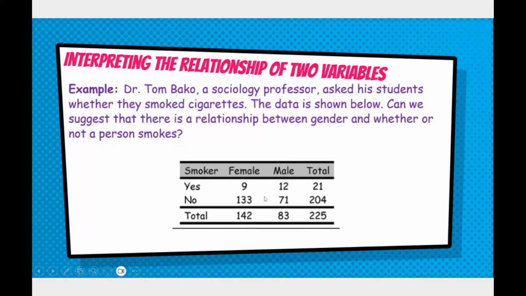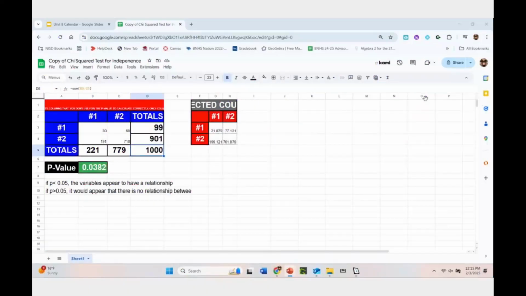So let's do the same thing here. We also have a 2x2. We have gender and then smoking, yes or no. So if we go back over here to my table, I'm going to plug in these values. I don't need to label anything. I'm just going to do 9, 133. I don't need to label the totals. I don't want to touch the total box because I have a formula in there. That's 12, and this is 71. Now everything will automatically calculate for me, and I'm looking at 0.0434.